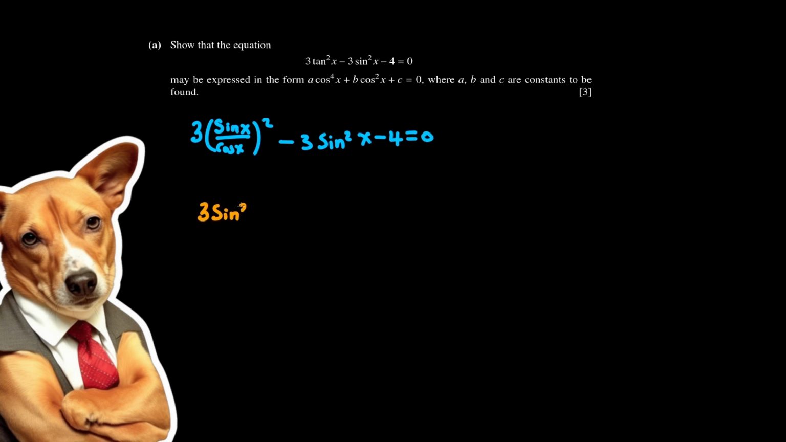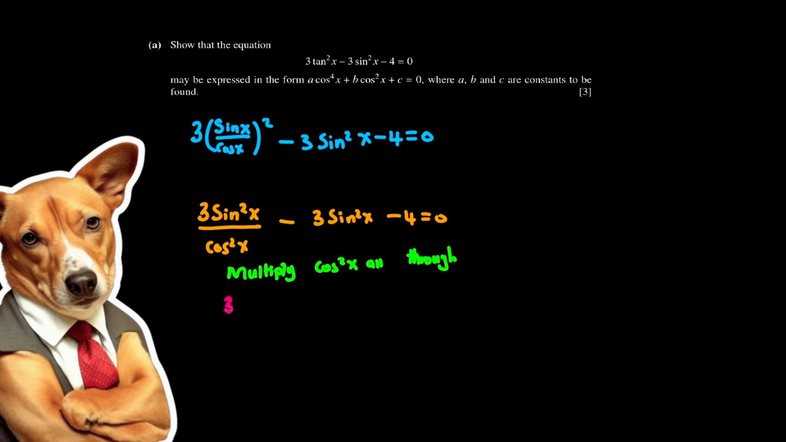Then we're going to simplify this, whereby we shall have minus 4 equals to 0. Then we shall multiply all through by cos squared x, so that we can get rid of the denominator. We multiply every term by cos squared x, so that we can be able to get rid of the fraction. And this is going to simplify to 3 sine squared x minus 3 sine squared x cos squared x minus 4 cos squared x equals to 0.